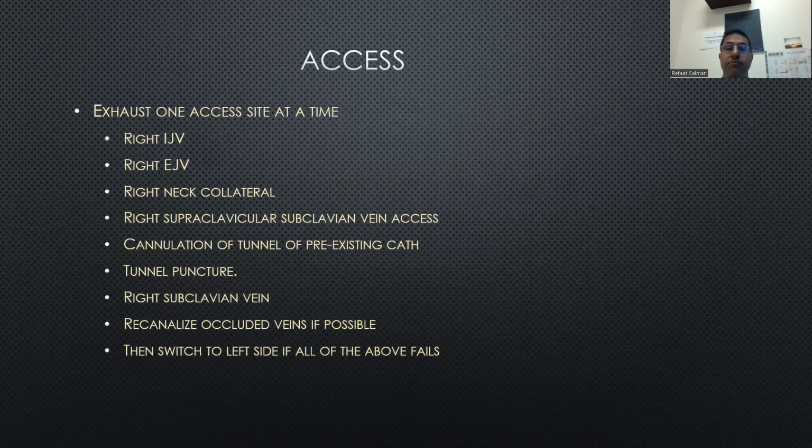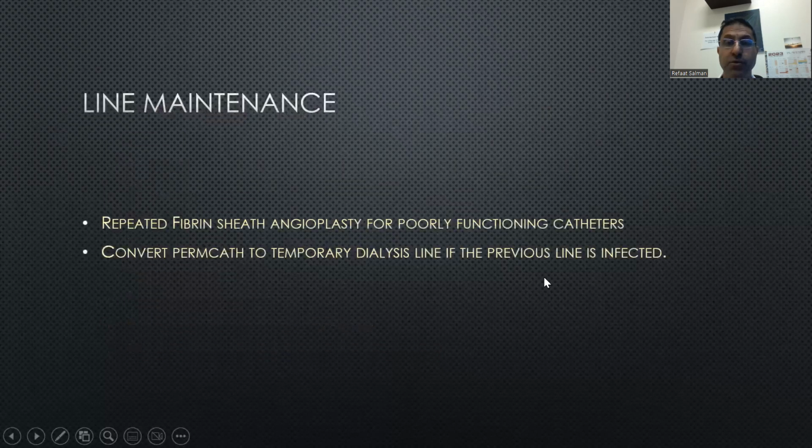In order to avoid central occlusion, you have to maintain your axis very well, exhaust one axis site at a time. Exhaust the right internal jugular vein. If not accessible, then the right external jugular vein. Stay on the right side. Check for collaterals, supraclavicular collaterals, cannulation of a pre-existing old tunnel, even with the tunnel puncture. Rarely, it is not a common practice in our institution, the right subclavian vein. Sometimes we recanalize occluded veins on our way to the central axis, and after failure, we can move to another axis, which is the left side usually.